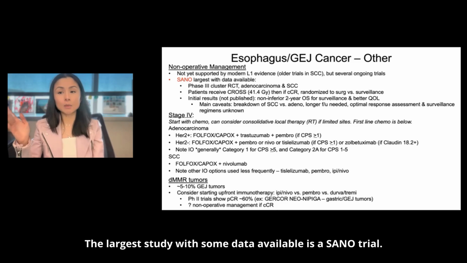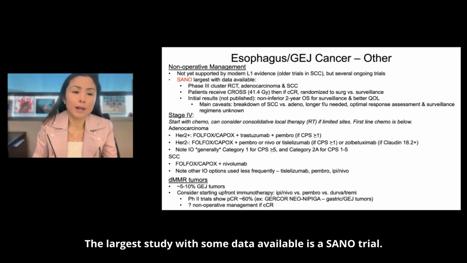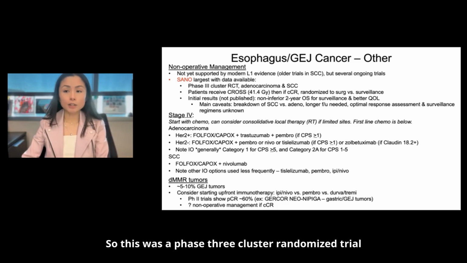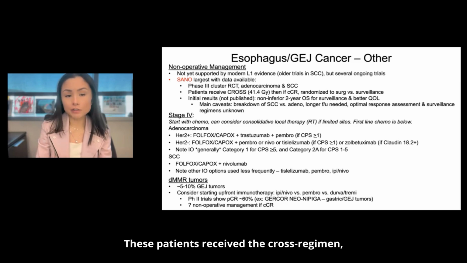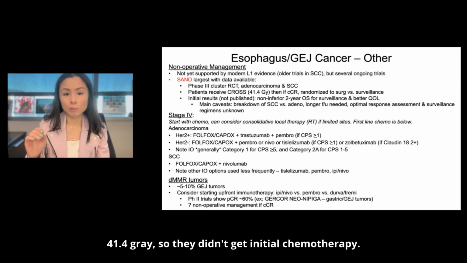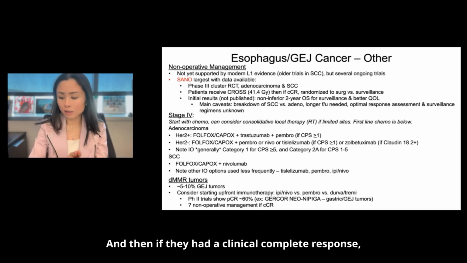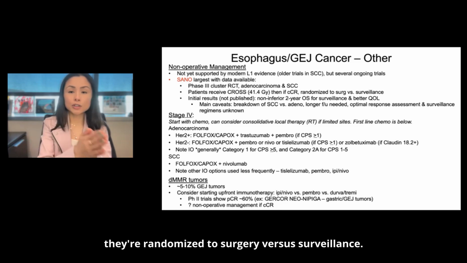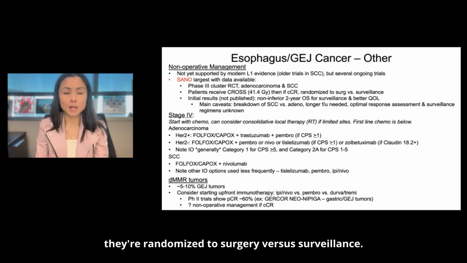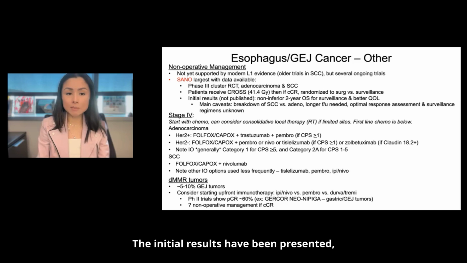The largest study with some data available is the SANO trial. So this was a phase 3 cluster randomized trial, included adenocarcinomas and squamous cell cancers. These patients received the CROSS regimen, 41.4 gray, so they didn't get initial chemotherapy. And then if they had a clinical complete response, and that was 300 patients, they're randomized to surgery versus surveillance. The initial results have been presented, but not yet published.